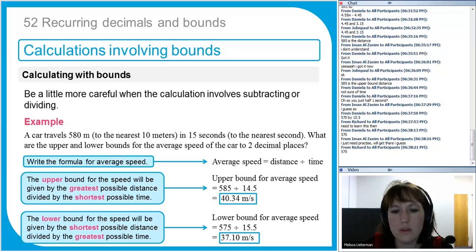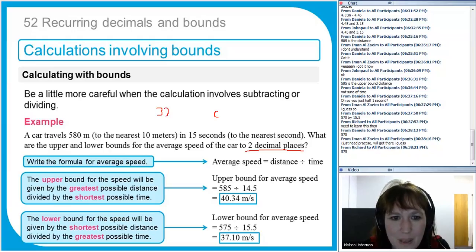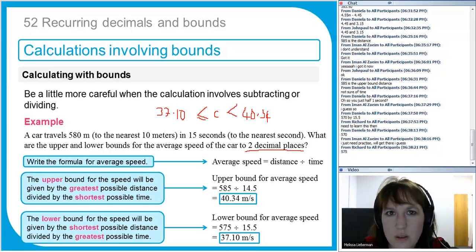Okay, so the error interval for the speed of this car, so if the speed of the car was c, I don't want to put s because when I write an s it always looks like a 5. So if we put the speed of the car there, the lowest possible value to 2 decimal places is 37.10. So the speed of the car is greater than or equal to that, and it's less than 40.34. So the error interval, the range of possible values, given how it's been rounded for this particular question, is that the speed of the car, c, is between those 2 values.